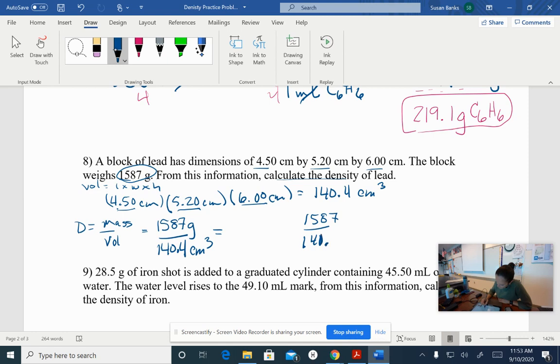And we're going to have a decimal point there to show that that 0 is significant, because it is. Okay, let's see if we do have rounding error. 1587 divided by 140.4 gives us 11.303, and 1,587 divided by 140 gives us 11.335.